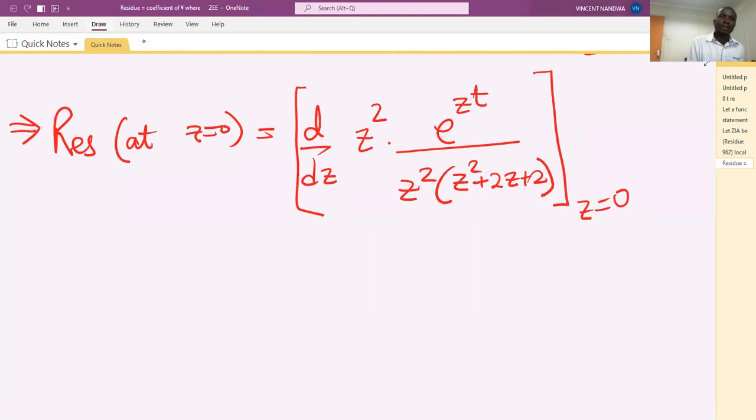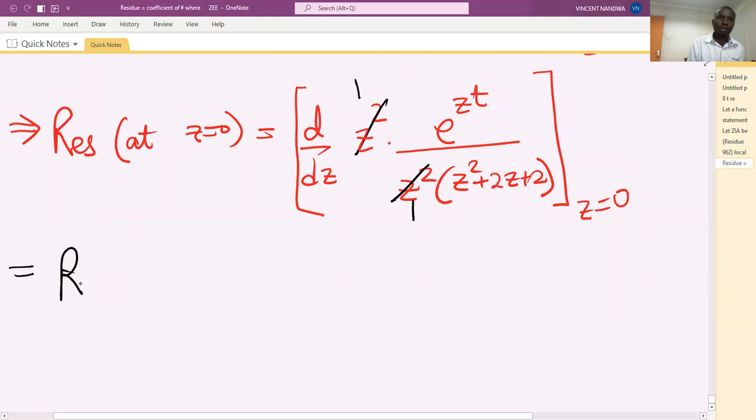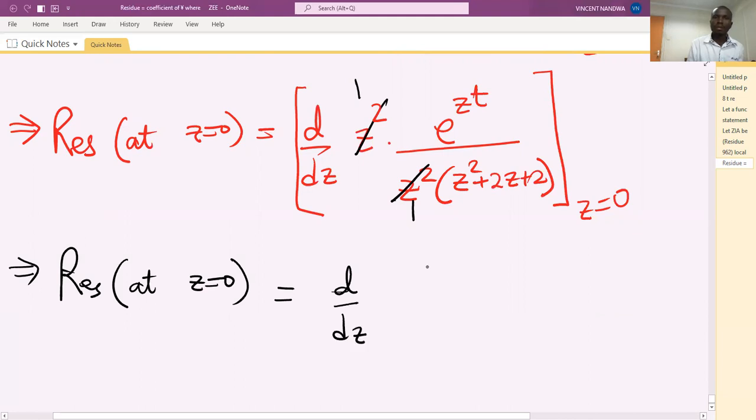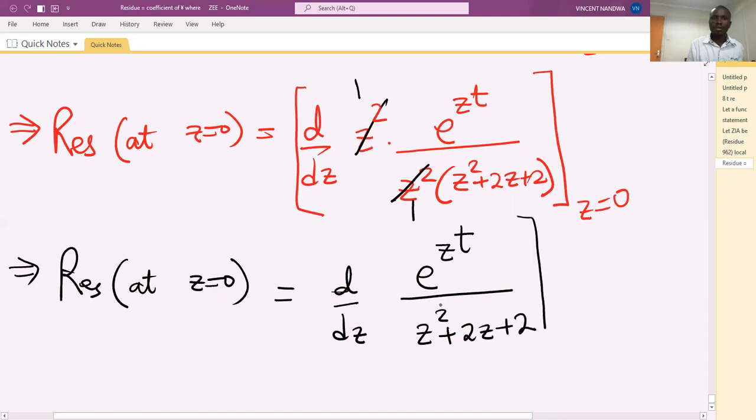So in this case, z squared and z squared cancels out. So residue at z equals to 0 will be d dz of e raised power zt divided by z squared plus 2z plus 2. And you remember that the calculations are done at z equals to 0.